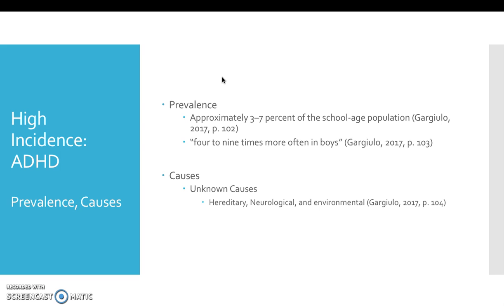Approximately 3 to 7% of the school-age population, according to our text. Again, this one is more frequently diagnosed in boys than it is in girls. Same with autism. A lot of people think that's simply because we are looking for it as one thing when it could be manifesting itself in different ways in different genders. And it's hard to know. We need further research. Unknown causes could be hereditary, could be neurological, could be environmental, could be all three. Probably is all three.